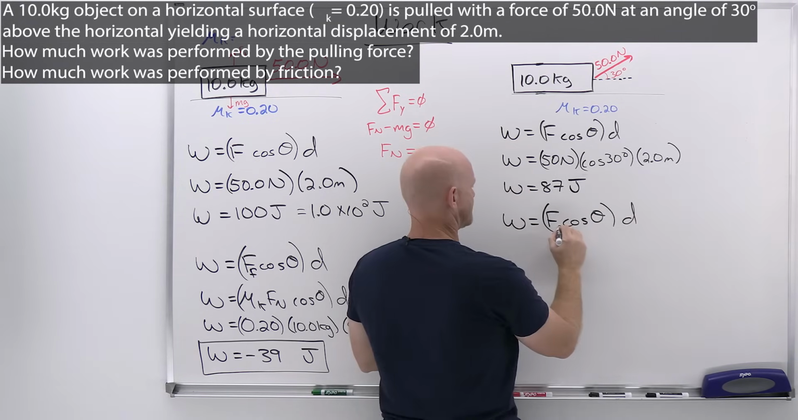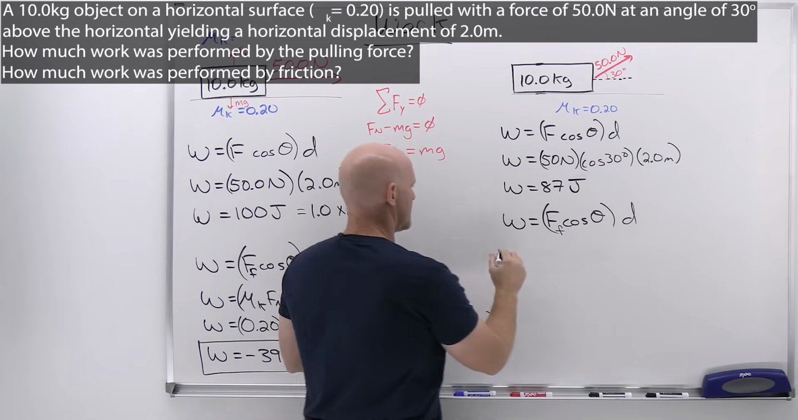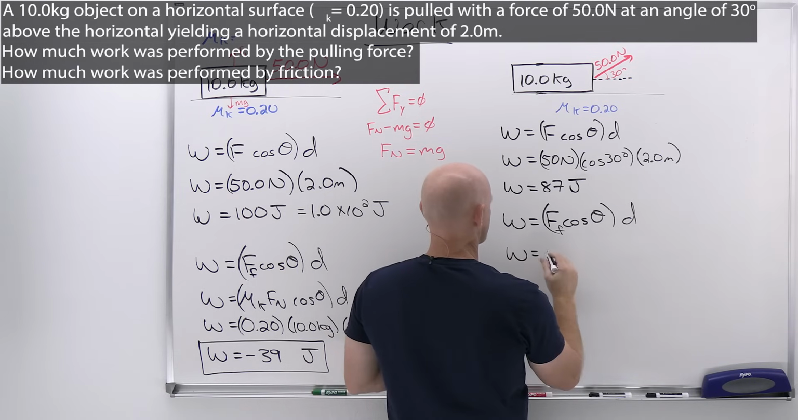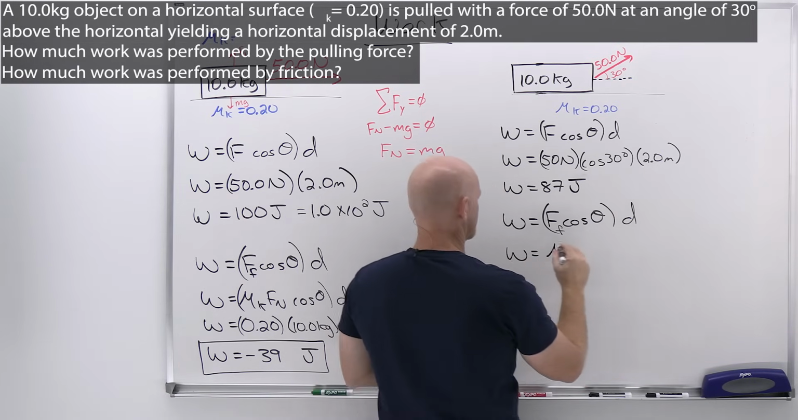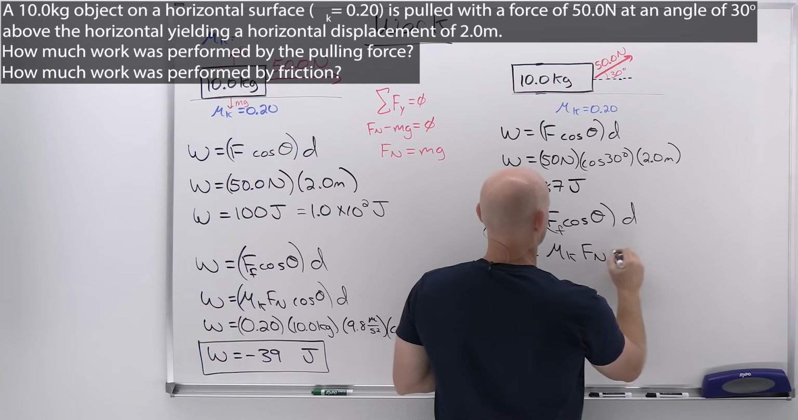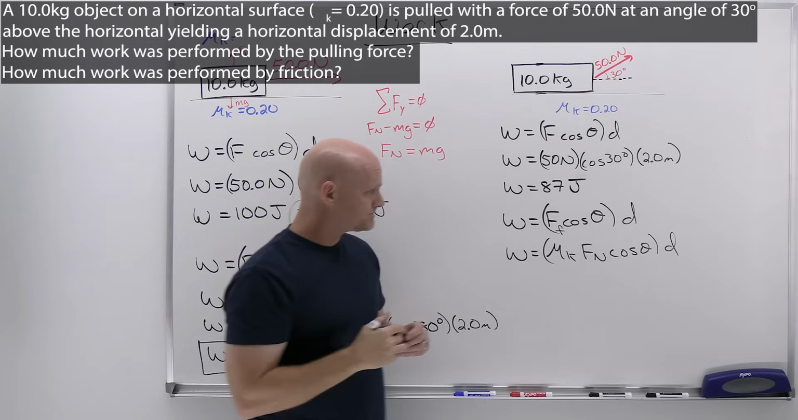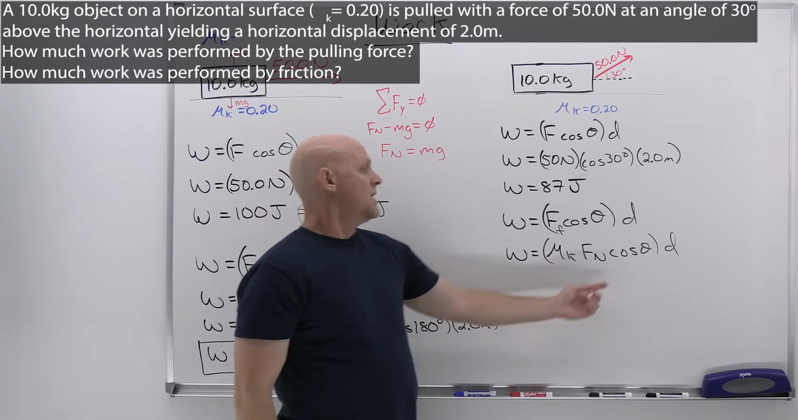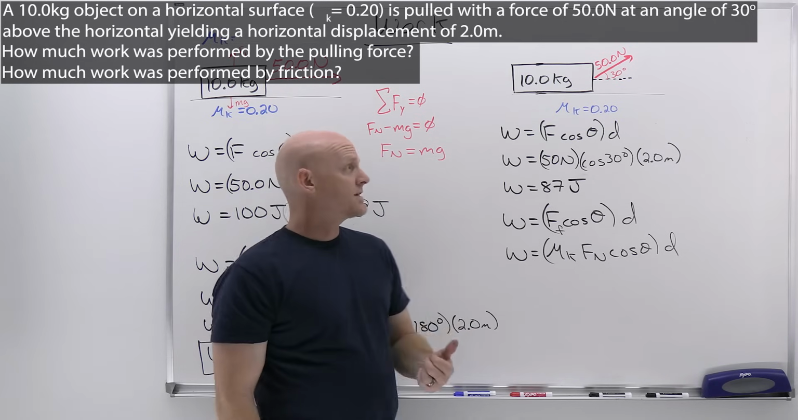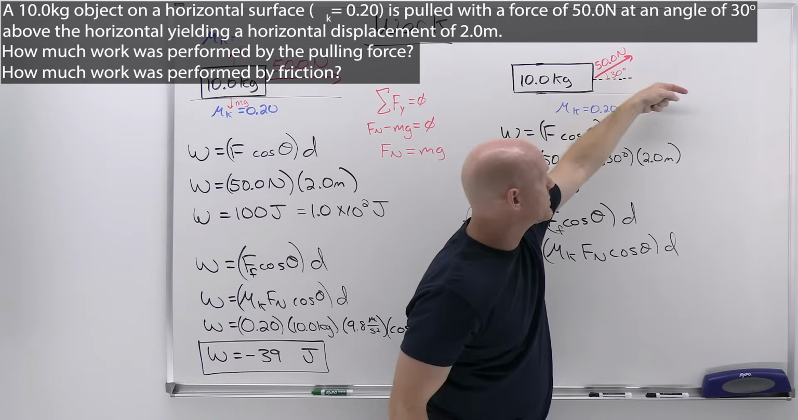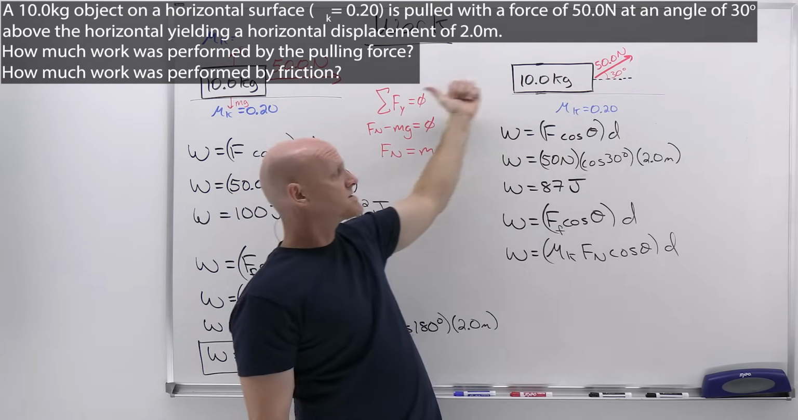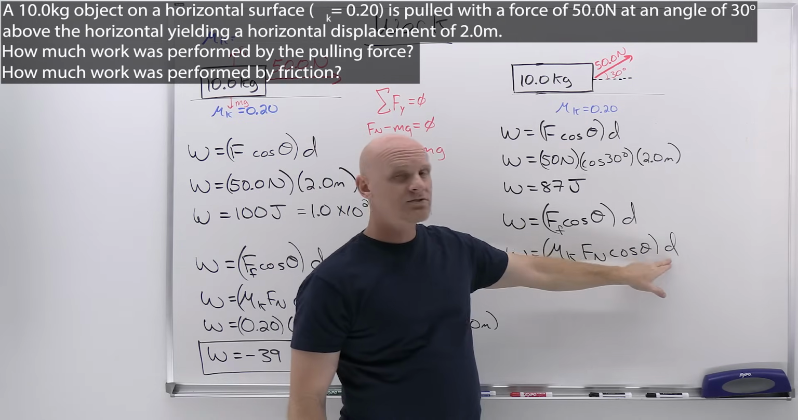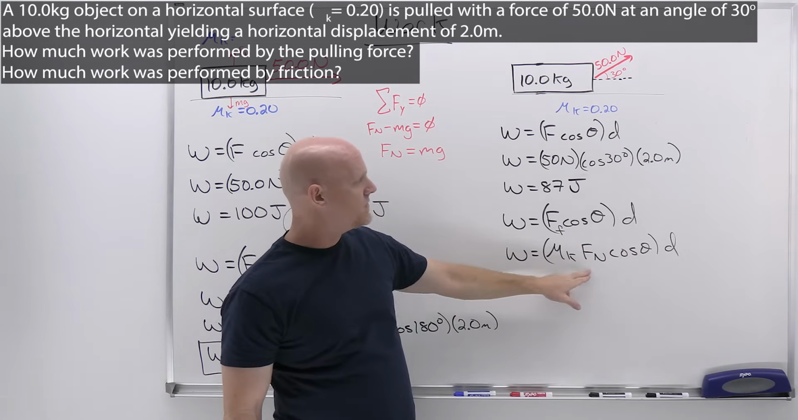And once again, this is the force of friction. And that force of friction is equal to mu kinetic times your normal force times cosine theta and times your displacement. And once again, we know the coefficient of kinetic friction is 0.2. We know the angle theta is going to be 180 degrees. The displacement is horizontally to the right. Friction always opposes the motion, is to the left. And the displacement's still 2 meters, but we still need that normal force.